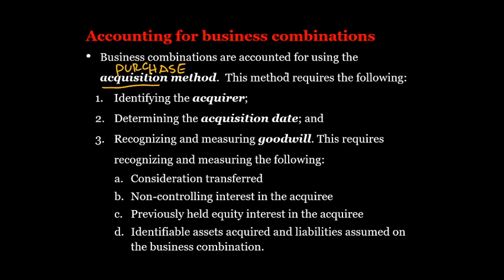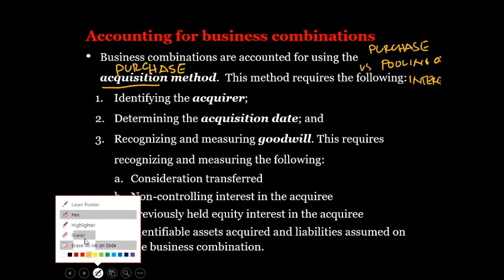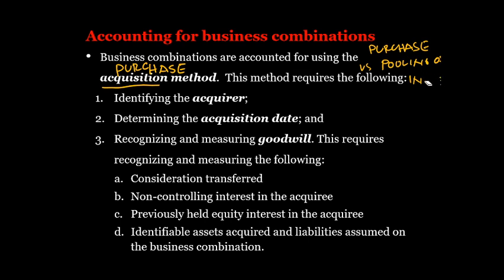Before we have 2 kinds, no? You have your purchase method. Let me write that down. You have your purchase method and you have your pooling of interest. Ayan. Okay. Let me erase that. Gaya nga ng sinabi ko, ayaw ko nang mag-edit, kaya pag nagkamali ako, sorry na lang. Okay, so let me change that for you.